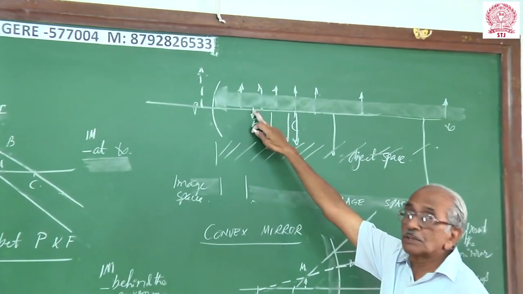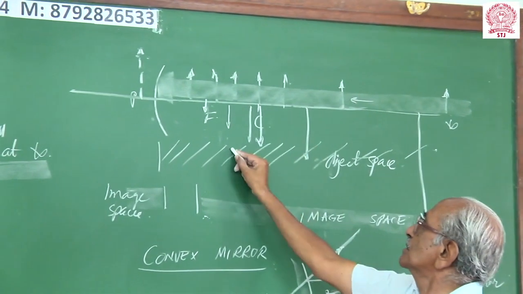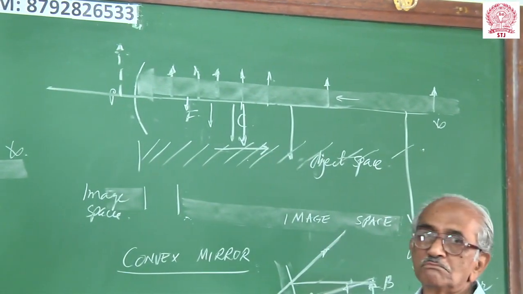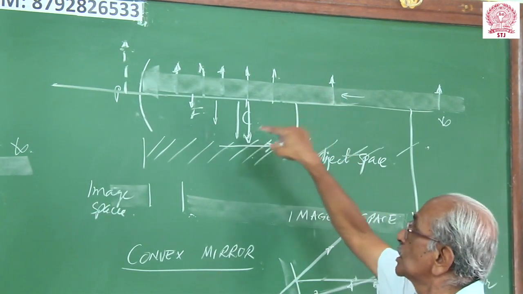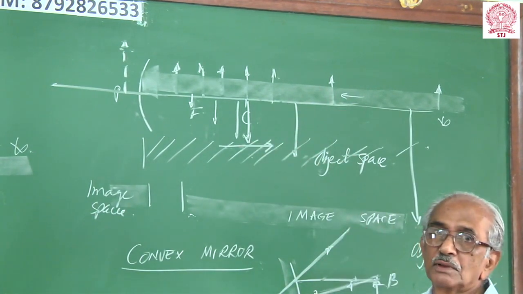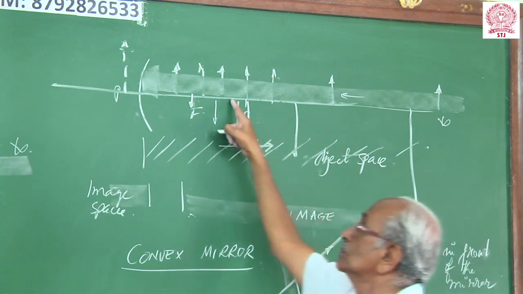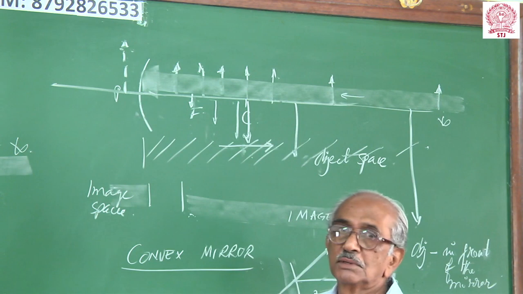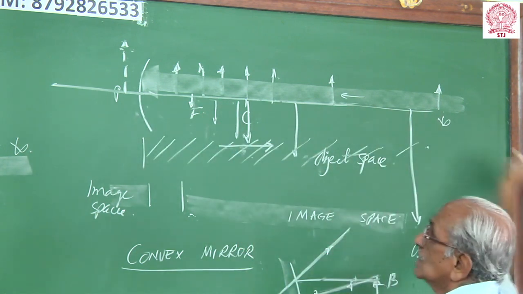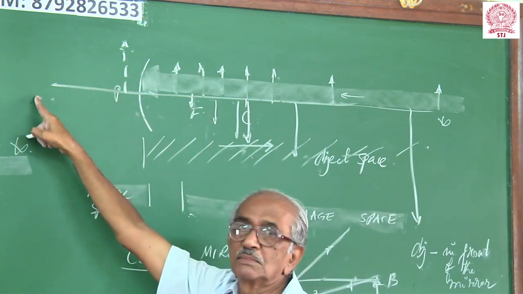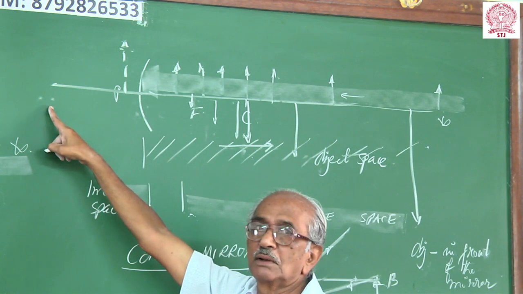See, the image appears for the first time here at F. As you move towards the mirror, the image moves away from the mirror. For every position of the object, there is a corresponding position of the image. If I move further towards the mirror, now suddenly what was here appears here. Now what was real appears as the virtual image.